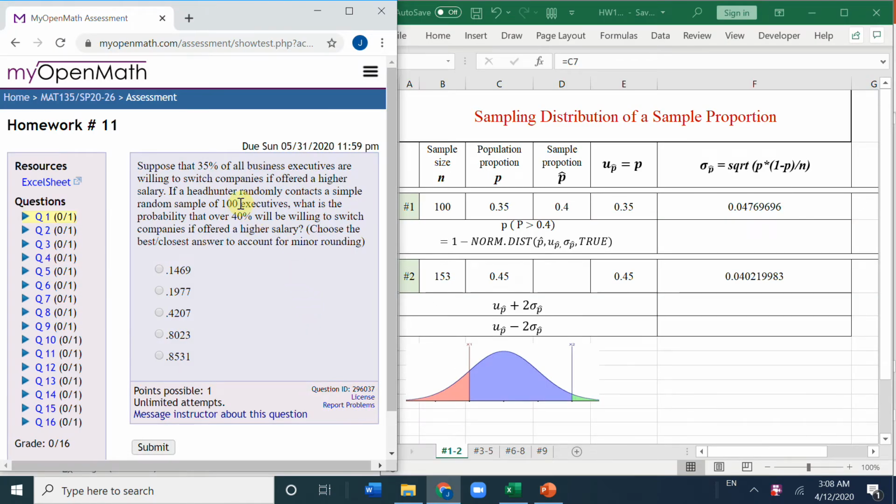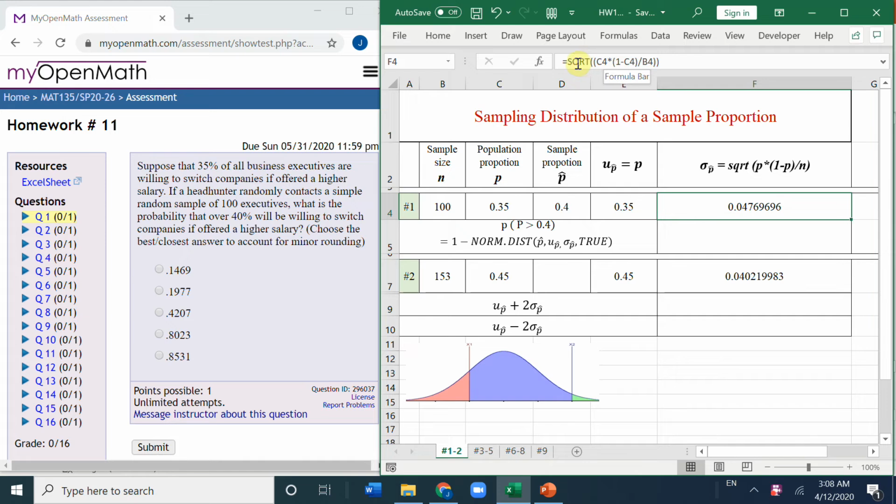For the first question, we get 0.35 as the population proportion, and the sample size is 100. The sample proportion p hat is 0.4. Based on the formulas, we know mu p hat is p, so it is 0.35. Based on the formula, I could get the sigma p hat. Then it asks for the probability greater than 0.4, so we know it is the right side area.